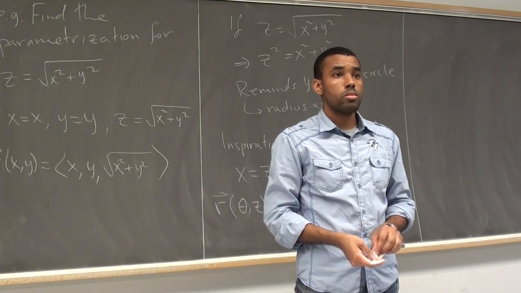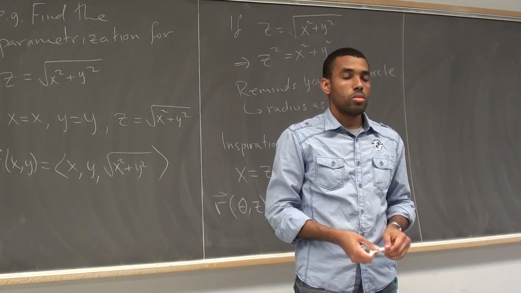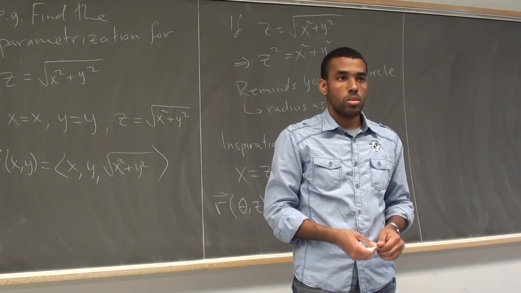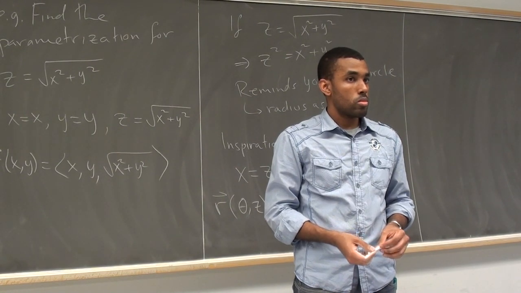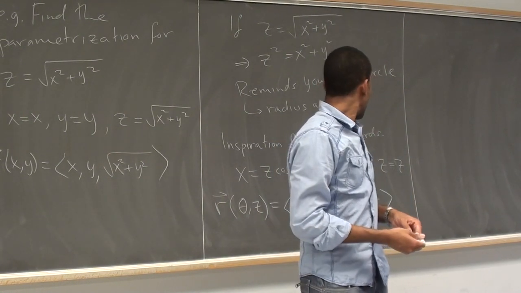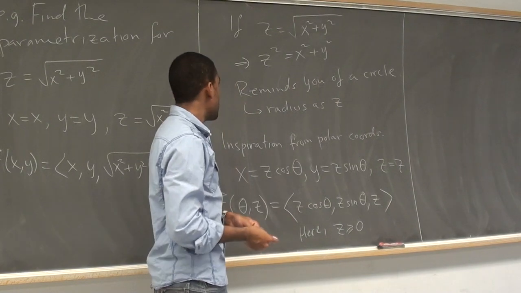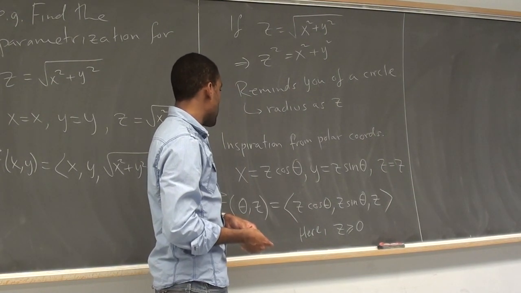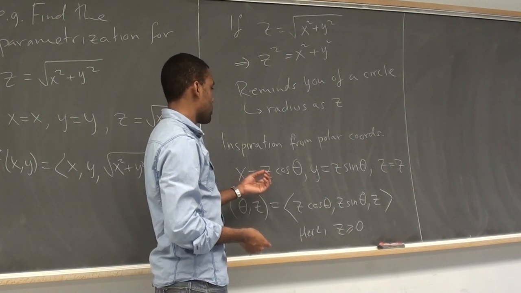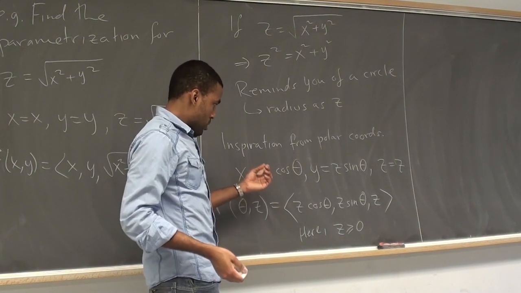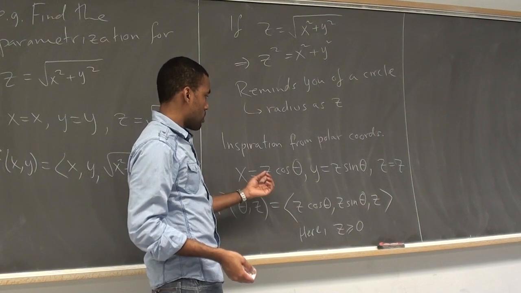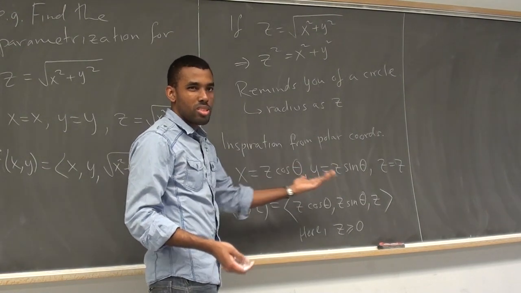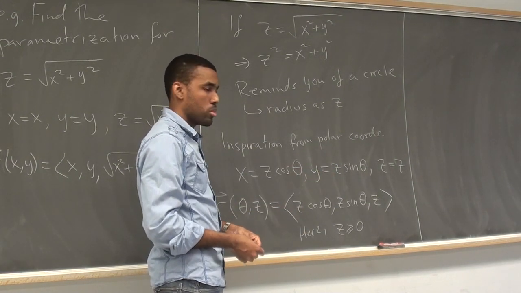Professor, since u and v are the parameters that we use, can we just use u and v instead of theta and v? It doesn't matter. Well, it does matter, right? I could let, similar to what he was doing, z equals u and x equals u cosine v, y equals u sine v. It's just like changing names.